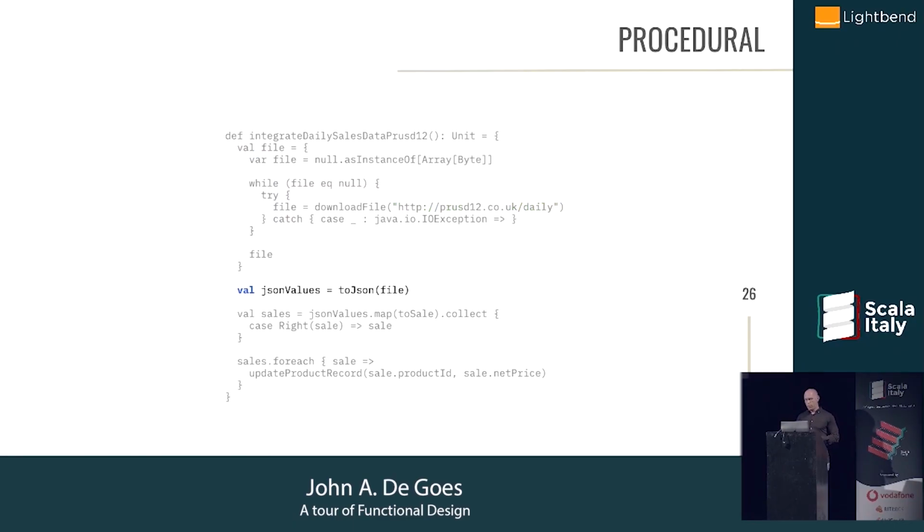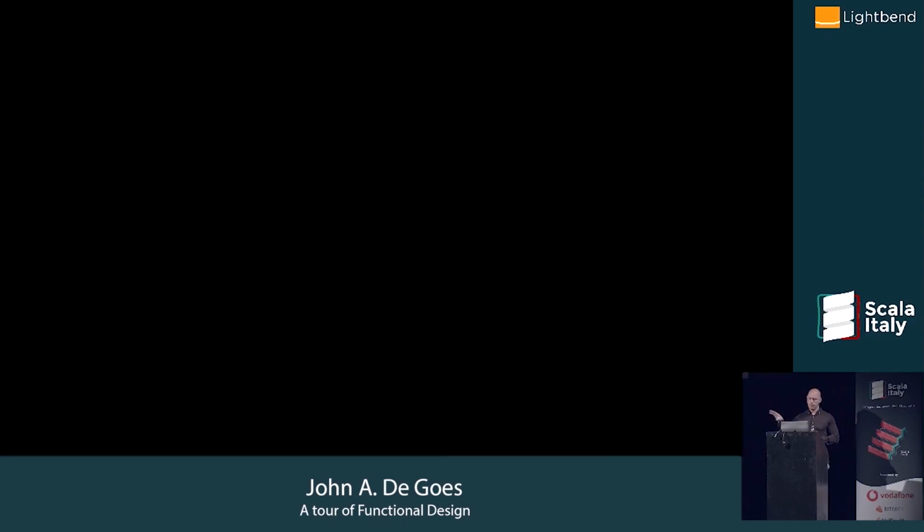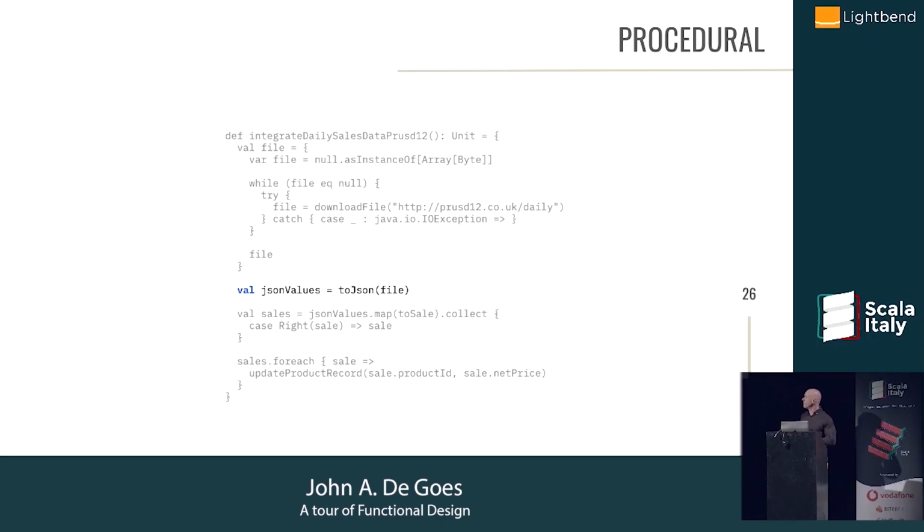So then we take and we convert the output of that web request, that HTTP client request, into JSON. We map over everything and we basically ignore all the errors potentially that we got out of that. We try to convert them into some sort of domain model, a sale record, a record of a sale. And after we do that, then we're going to iterate through each one of these sale records.